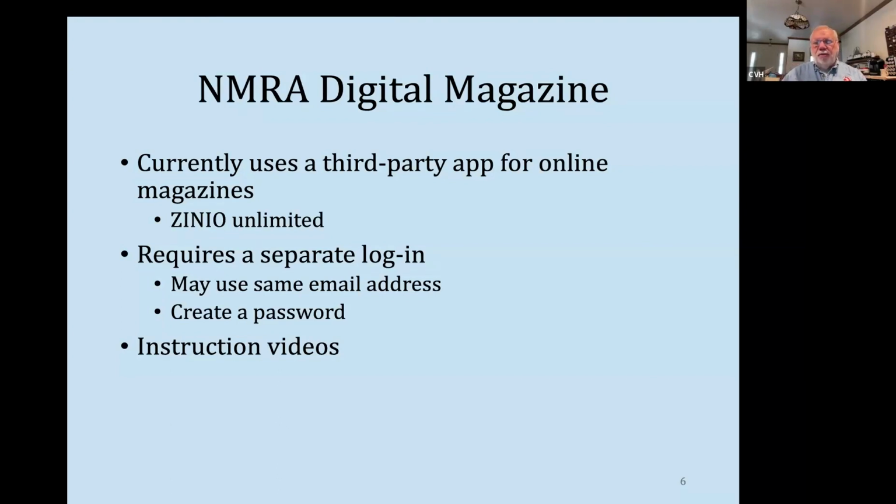It has nothing to do with the NMRA. They've contracted with Zeneo, and Zeneo Unlimited is the name of the web company that does magazines. You could go to Zeneo, by the way, and create your own login and password with them. I think it's about $9 a month, and you could get up to 5,000 different magazines and see those. So Zeneo is a big conglomerate that does all kinds of online magazines.